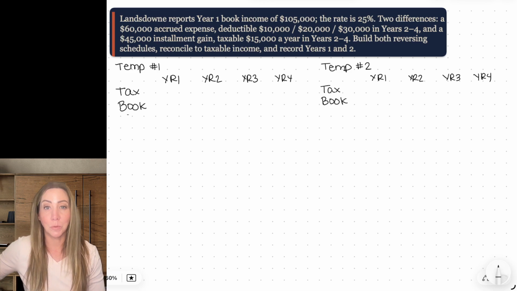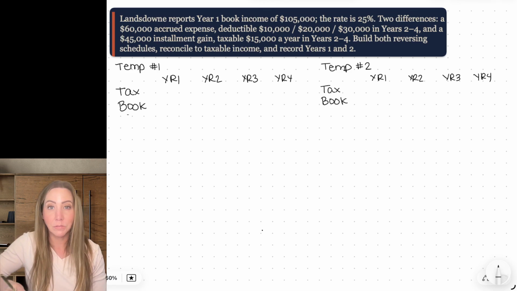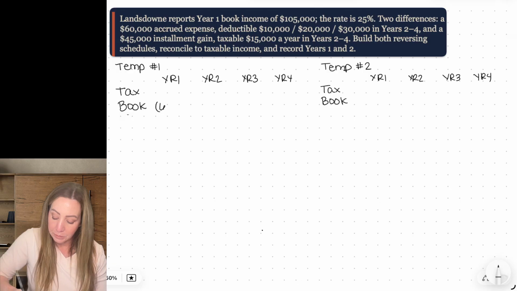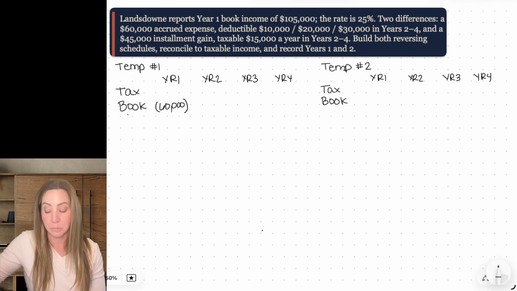Let's start by building our reversing schedules for each of these temporary differences. I've already started here. Notice I've got tax first and book second, tax on the top row, book on the second row. So temporary difference number 1 is a $60,000 accrued expense. That means for book purposes, I have accrued an expense. I've debited expense, but I have not credited cash, which means I don't get a related tax deduction. So for book purposes, I'm going to show this as a negative $60,000 in year 1. That's the originating year of the temporary difference.